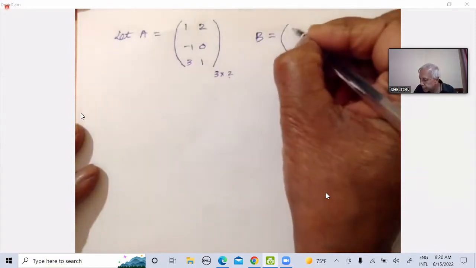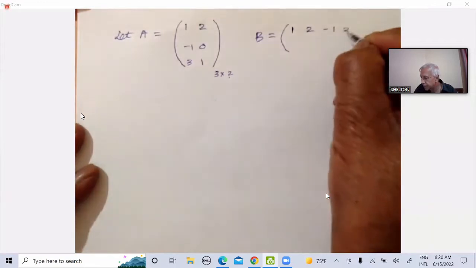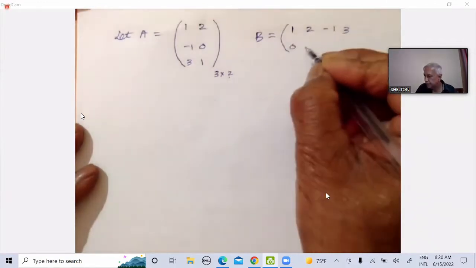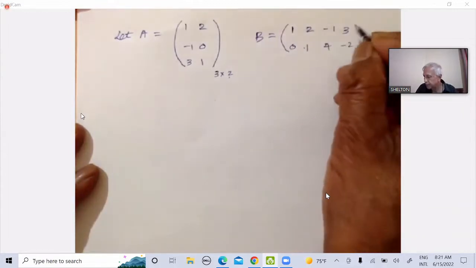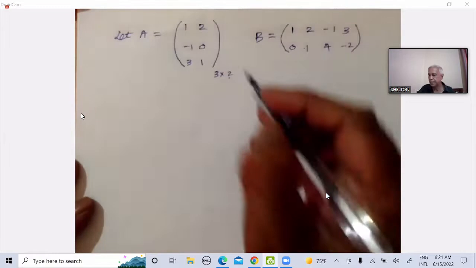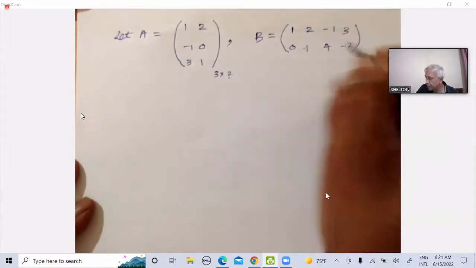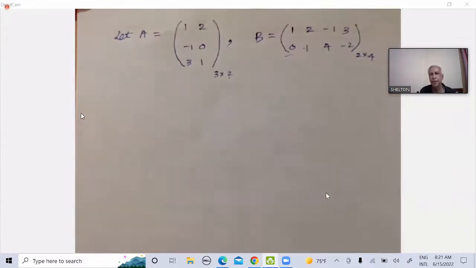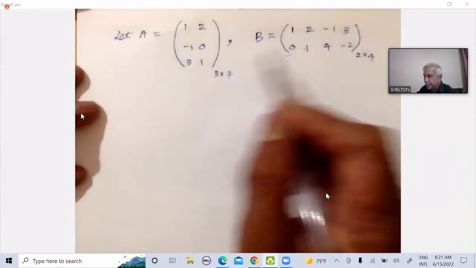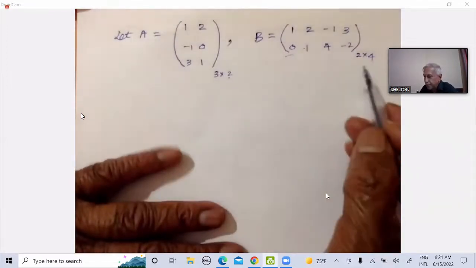Let us say 1, 2, minus 1, 3, 0, 1, 4, minus 2. Let A be this and B be that. What is the size of this? 2 by how many columns? 2 by 4. Now let us see the issue that comes up. Here I have taken 2 by 4.